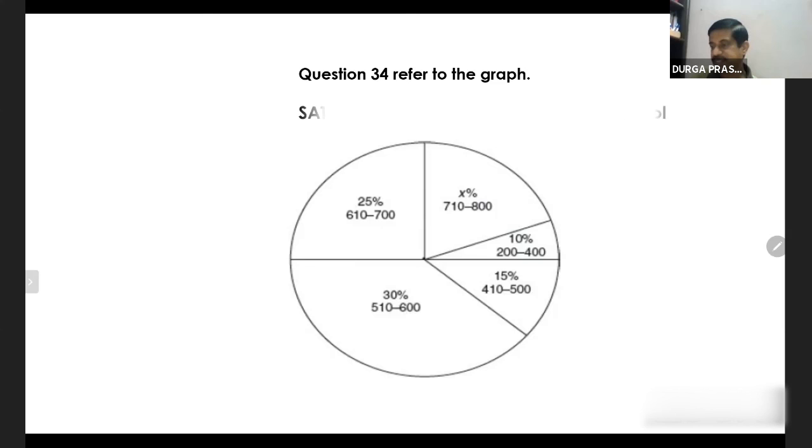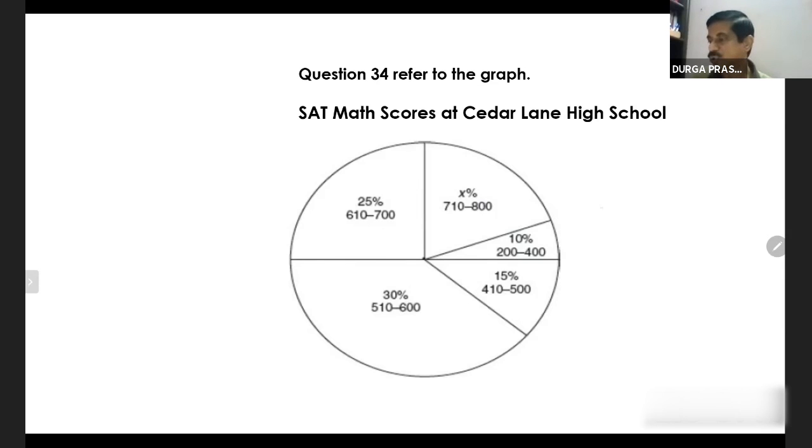So this information is what? SAT math scores at Cedar Lane High School is this information. So somebody who scored between 200 to 400, that is 10 percentage. Who scored between 410 to 500 is 15 percentage. So 510 to 600 is 30 percentage, and 610 to 700 is 25%. So let us see what he has asked.